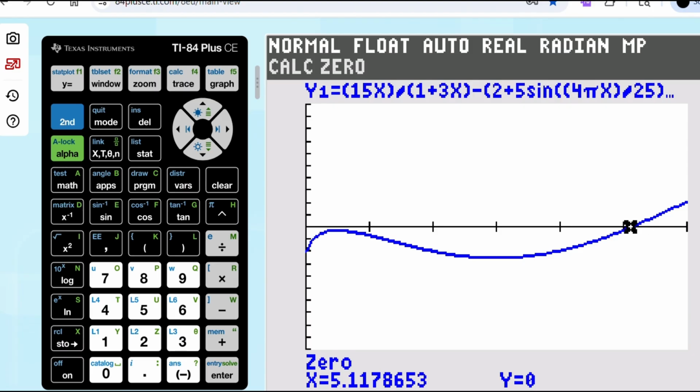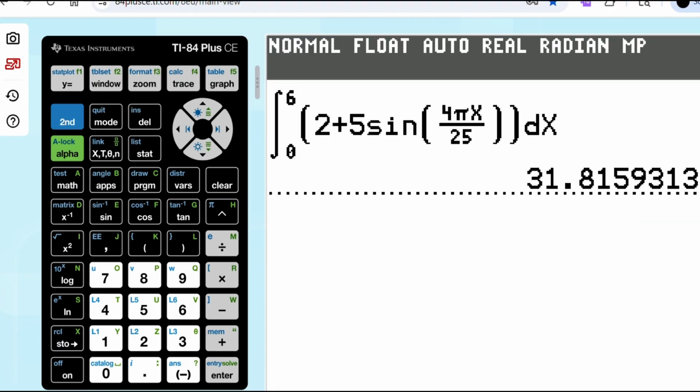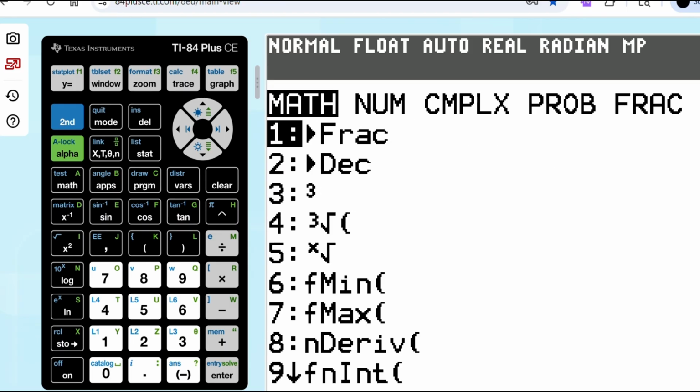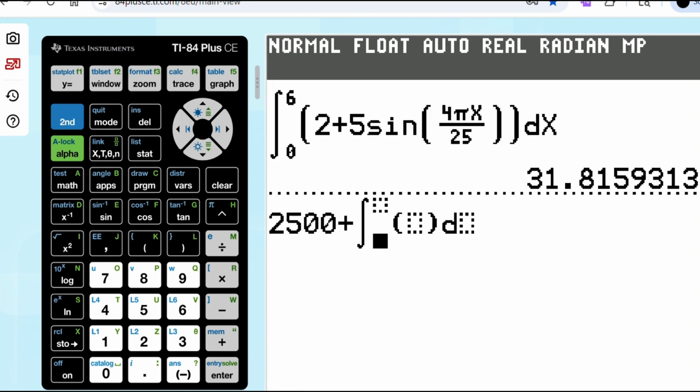Y of q should just be, remember y was the initial amount, which was 2,500, and then plus the integral of the function we have graphed as y1. So we'll do plus, we'll do math, and we're going to do option number 9 here. And we're going to integrate this from 0 to that value we had of q, which was 5.1178653.